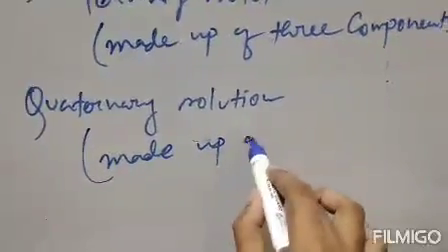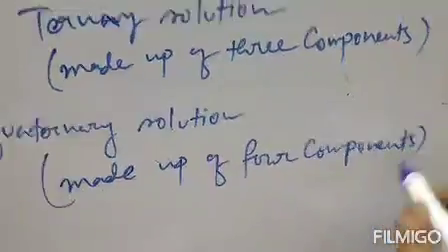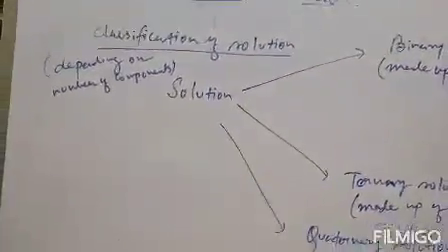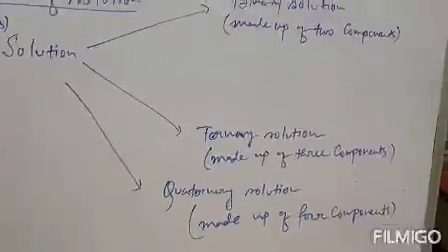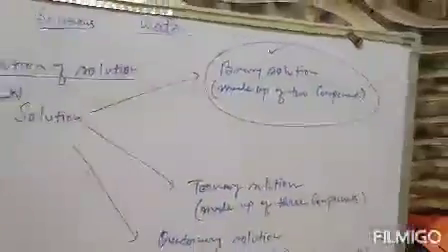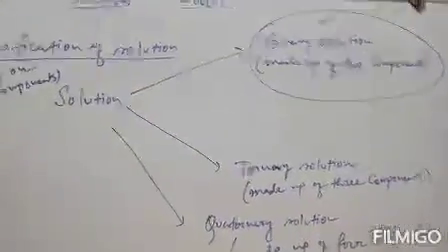That is quaternary solution. Clear? So depending upon the number of components, there are three types of solution: binary, ternary and quaternary. But we will only discuss binary solution because in our syllabus only binary solution is included. Ternary and quaternary solutions are out of syllabus. Clear? We will only discuss binary solution. So this is the classification of solutions on the basis of the number of components: binary, ternary and quaternary.